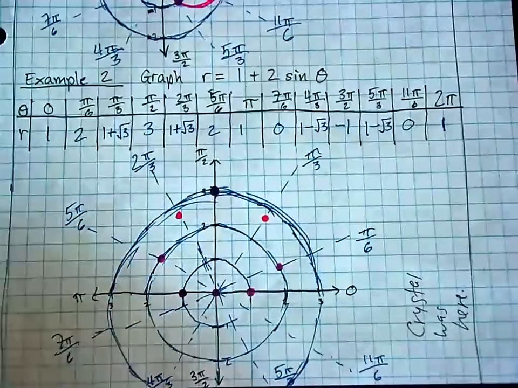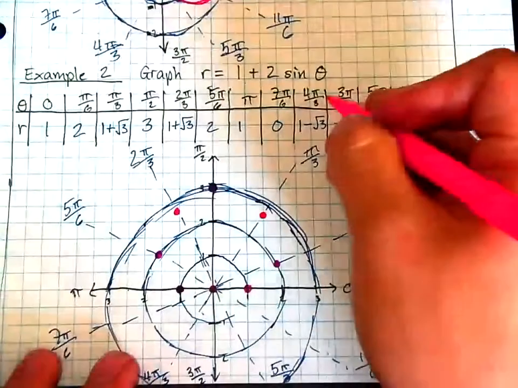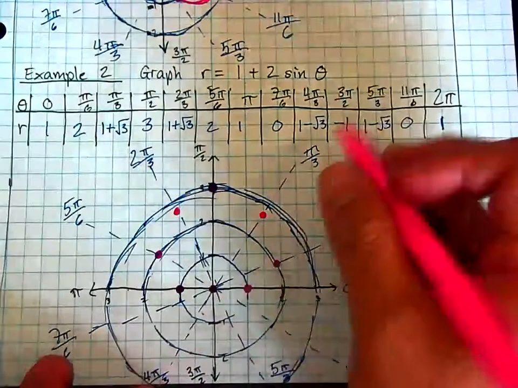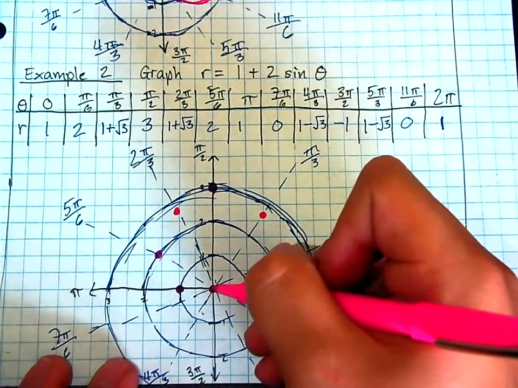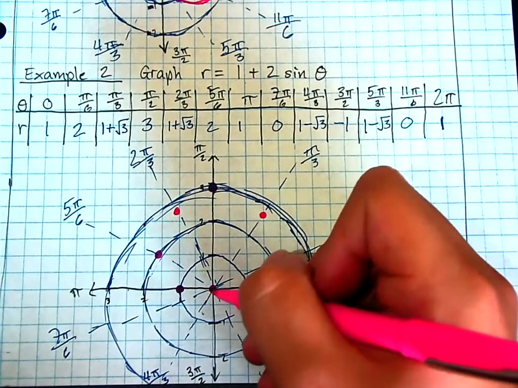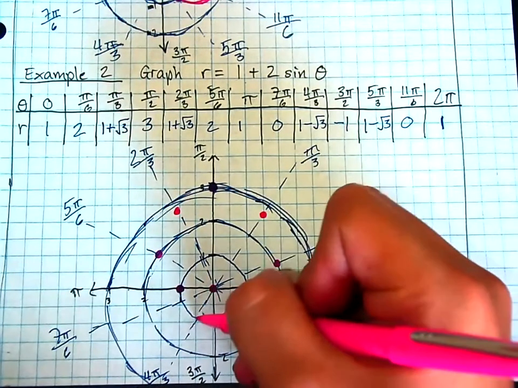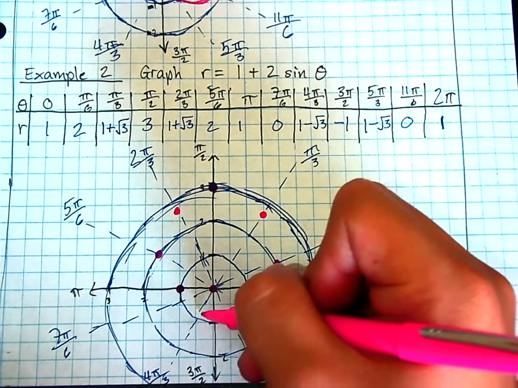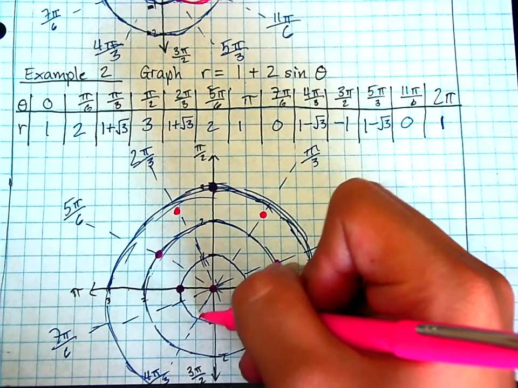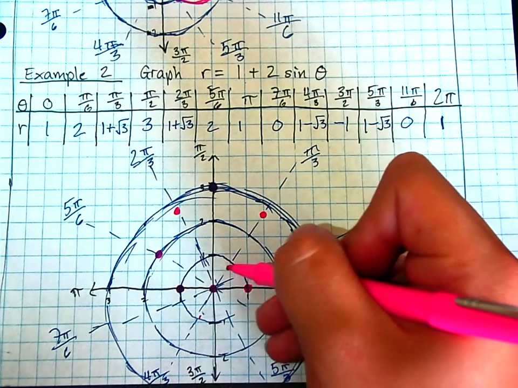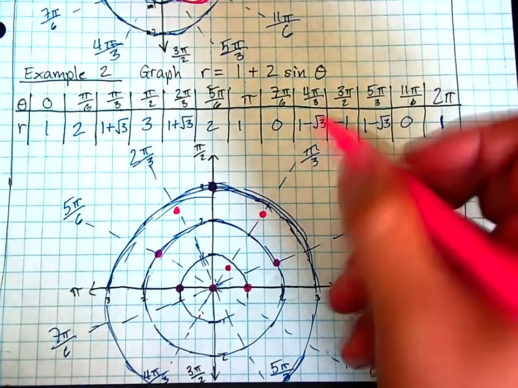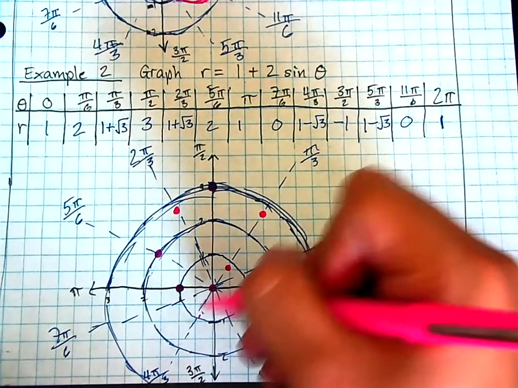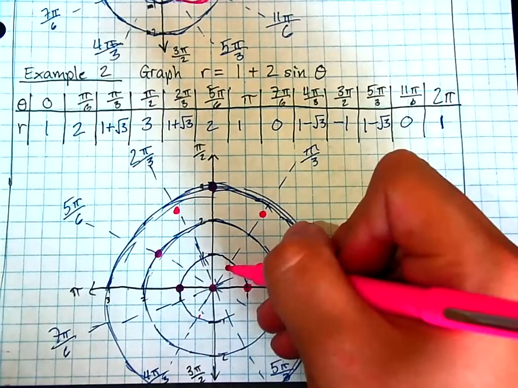Okay. And now let's continue on to 4 pi over 3, sorry. That's going to be 1 minus radical 3. Okay. The way I like to do it is first I'm going to go positive 1, and then I'm going to subtract radical 3, so I'm going backwards 1.7. I'll end up somewhere right there. You can always pre-calculate that. That's going to be negative 0.7 approximately. So at 4 pi over 3, I would go in the negative direction.